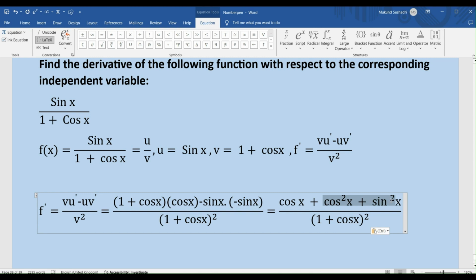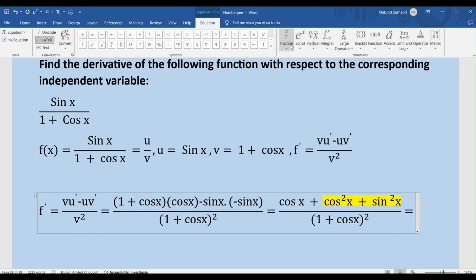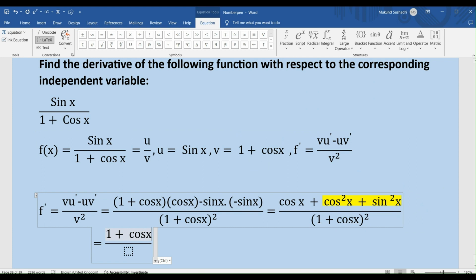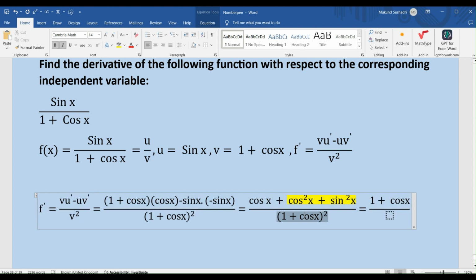Now this cos square plus sine square looks very much familiar to us, right? Now this comes from trigonometry, and we know that cos square plus sine square of the same x is always 1, right? So then my numerator becomes 1 plus cos x, right? Why is that? Because my cos square plus sine square equals 1, right? So I can write my numerator as 1 plus cos x. And then I have my denominator, which is again 1 plus cos x the whole square, right?